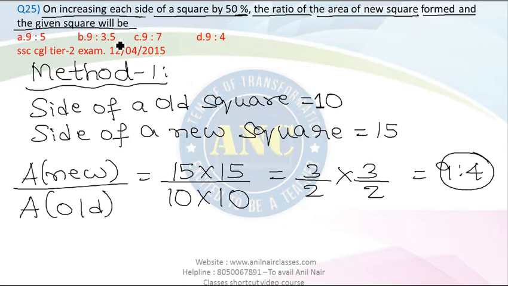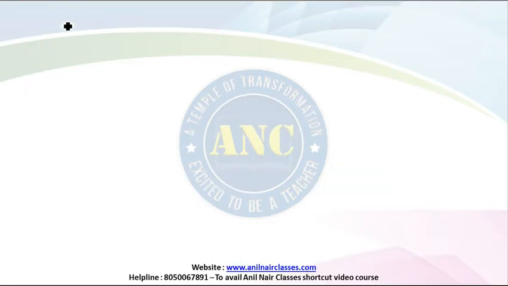Now, this is one of the methodologies which you can implement. Option D should be the correct answer. This was an original SSC CGL Tier 2 exam question in the year 2015. You take any side. I took the side as 10 and 50% of 10 is 5 increase from 10, it becomes 15. Any side, whatever you want, you can take it and solve it. Now, this is one of the methods.